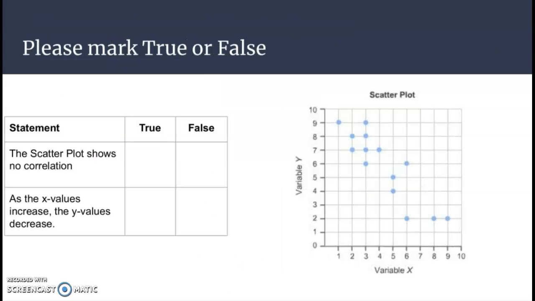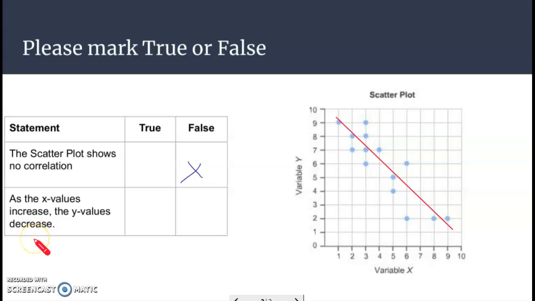Look at one more here. We're just going to mark whether statements are true or false. Here we have a scatter plot. Looks like a negative correlation. It's kind of going in this downward trend here. First statement says the scatter plot shows no correlation. That's false, because we do sort of have that downward trend. See, you can draw a trend line through it. So there definitely is a negative correlation, not no correlation, as the statement says.